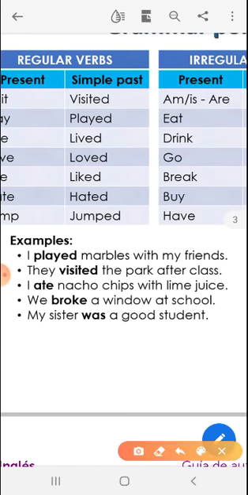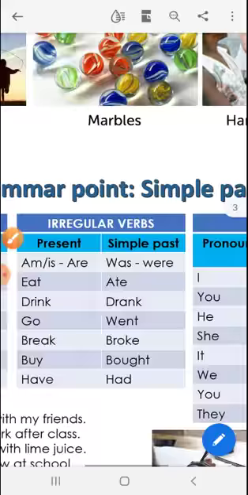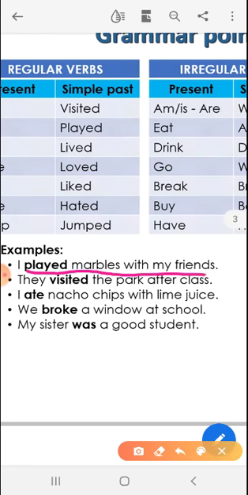Examples. I played, yes, played marbles with my friends. I played marbles with my friends. That sentence is in the past. Esa oración está en el pasado. That sentence is in the past.